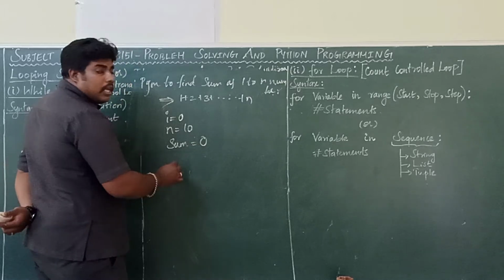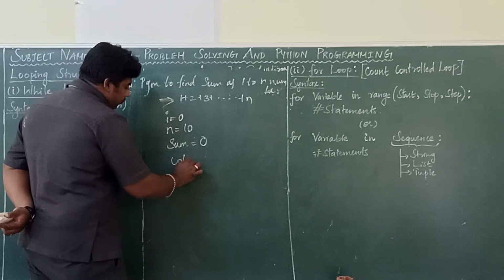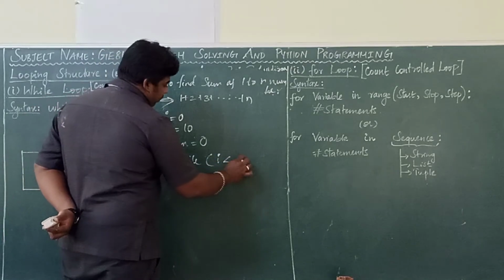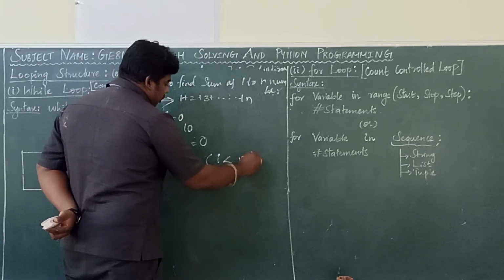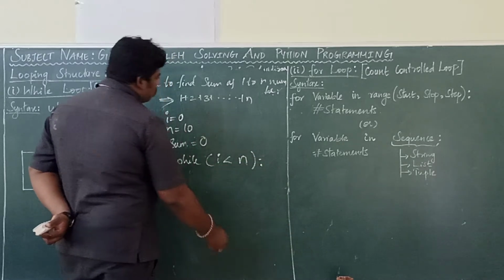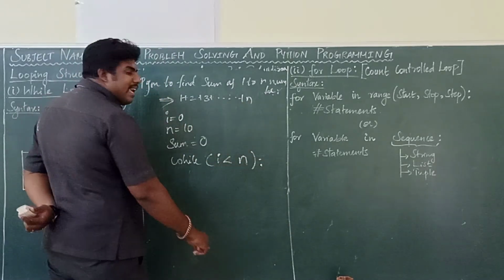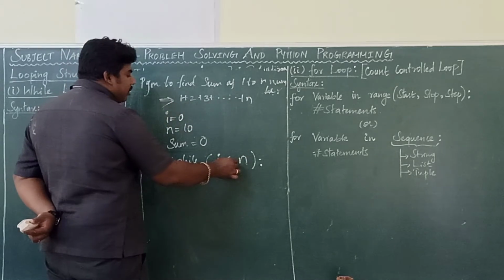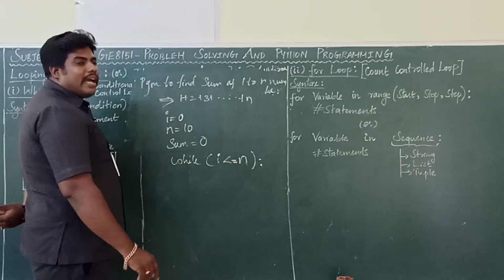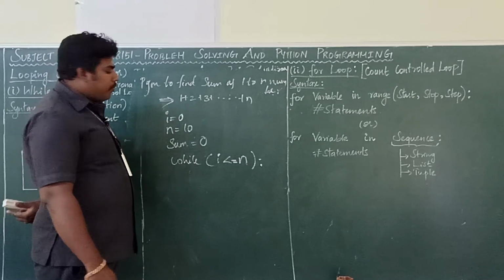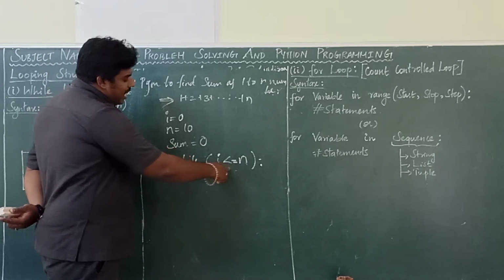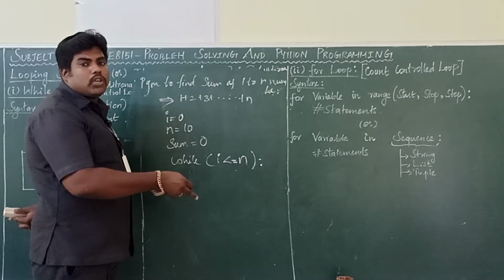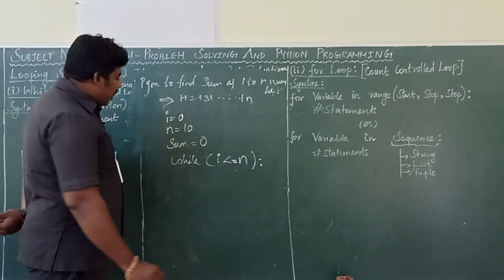Now I am going to use the while loop. While i less than n. So it will take 0 to 9. Sorry, 1 to 9. If you want till 10, you have to give i less than or equal to n. If you want to perform till 9, it means less than n. Till 10 means less than or equal to n. All of you got it?